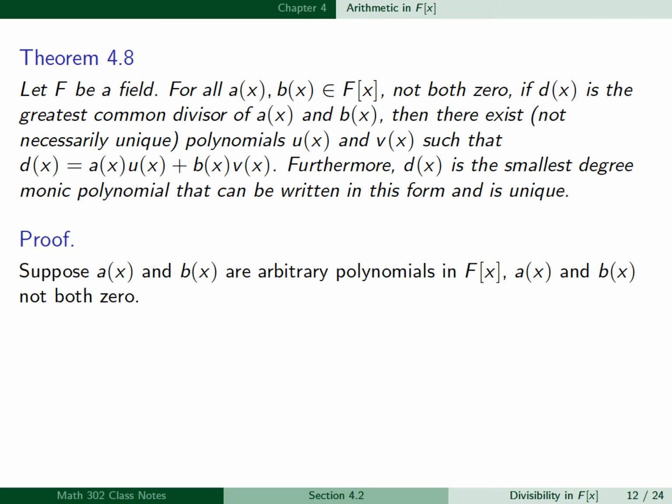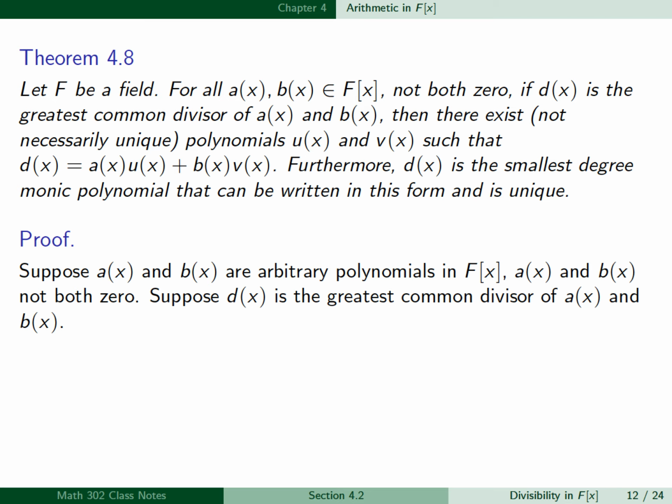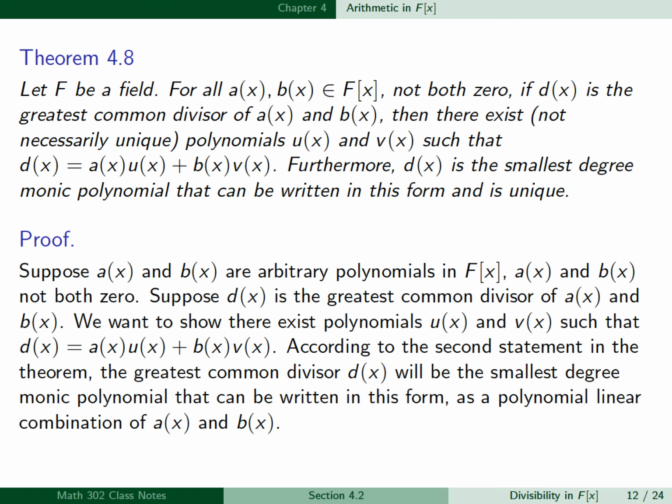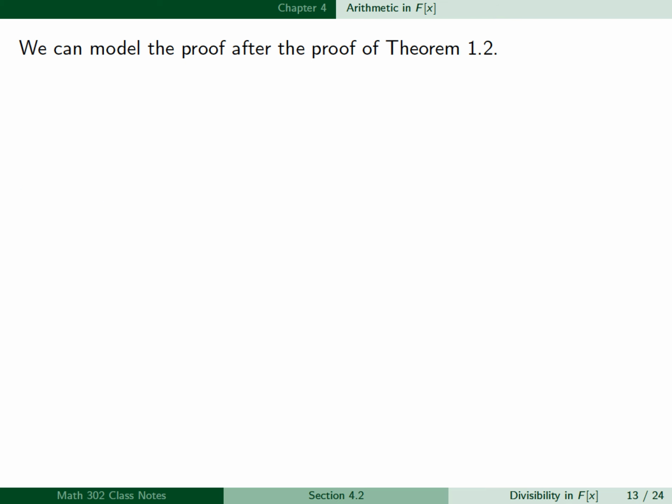To prove the theorem, suppose a(x) and b(x) are arbitrary polynomials in F[x], a(x) and b(x) not both 0, and suppose d(x) is the greatest common divisor of a(x) and b(x). So we want to show that there exist polynomials u(x) and v(x) such that d(x) is equal to a(x)u(x) plus b(x)v(x). According to the second statement in the theorem, the greatest common divisor d(x) will be the smallest degree monic polynomial that can be written in this form as a polynomial linear combination of a(x) and b(x). Now we can model the proof after the proof of Theorem 1.2.